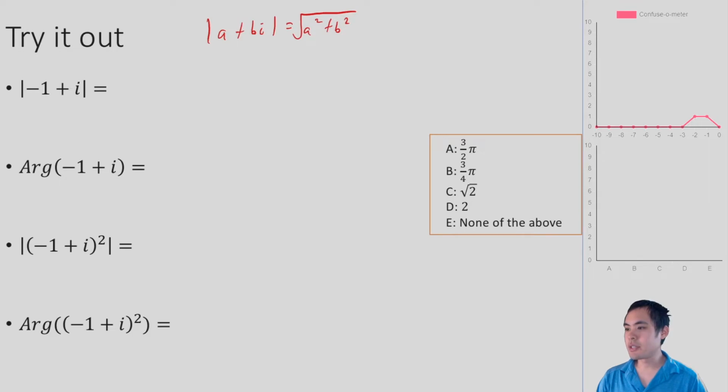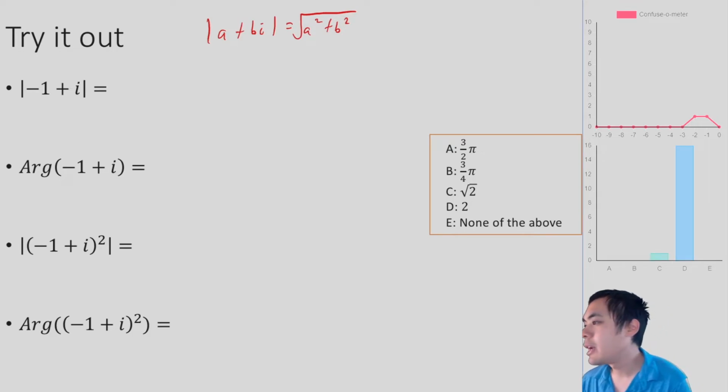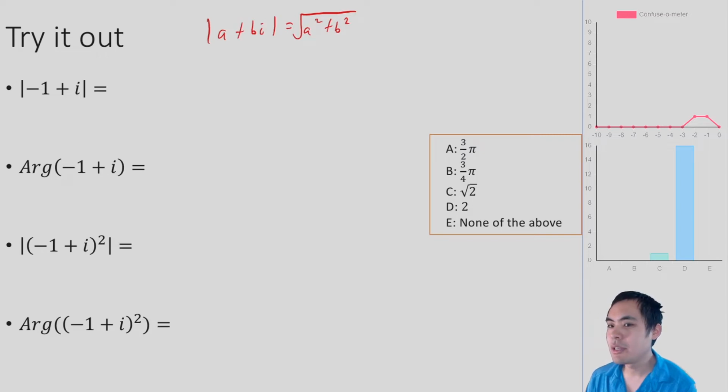Okay, so let's see, what do we have? We have a lot of people who are saying D, and a few people who are saying C. More people saying C. Okay, well, let's just apply this formula.